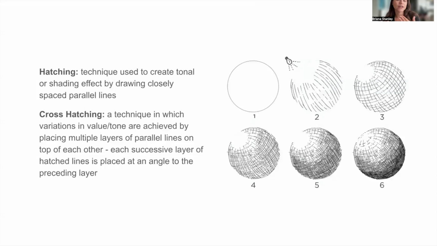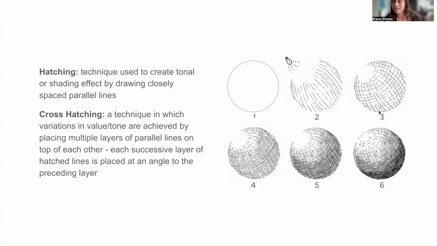Okay, so just another example of hatching and cross-hatching, also showing it in stages here. So number one here on the top left, we don't have any value on it. It's just a contour line drawing of a circle. Number two, we have hatching. We just have lines going one direction.